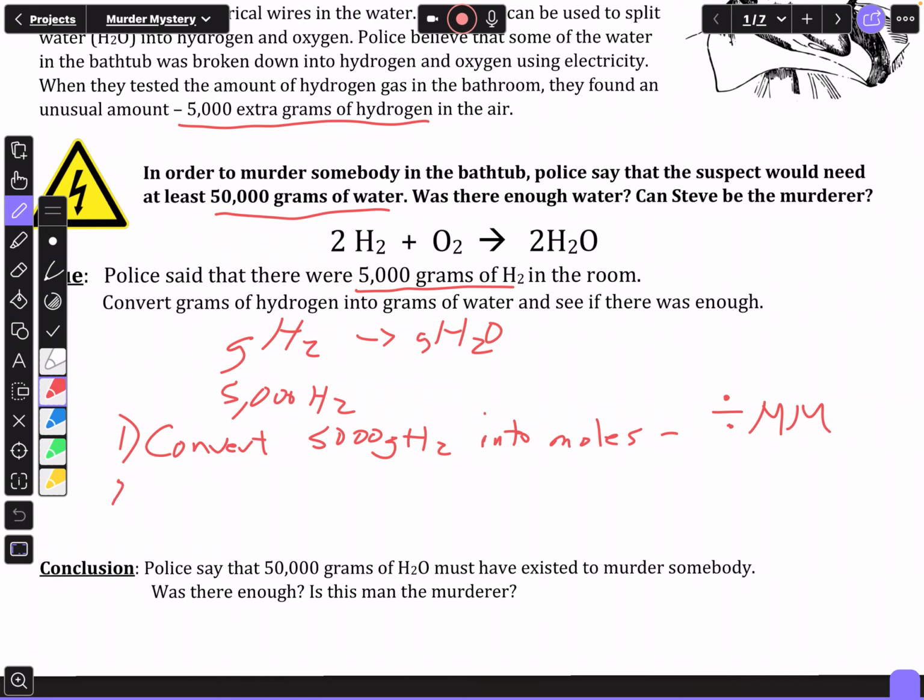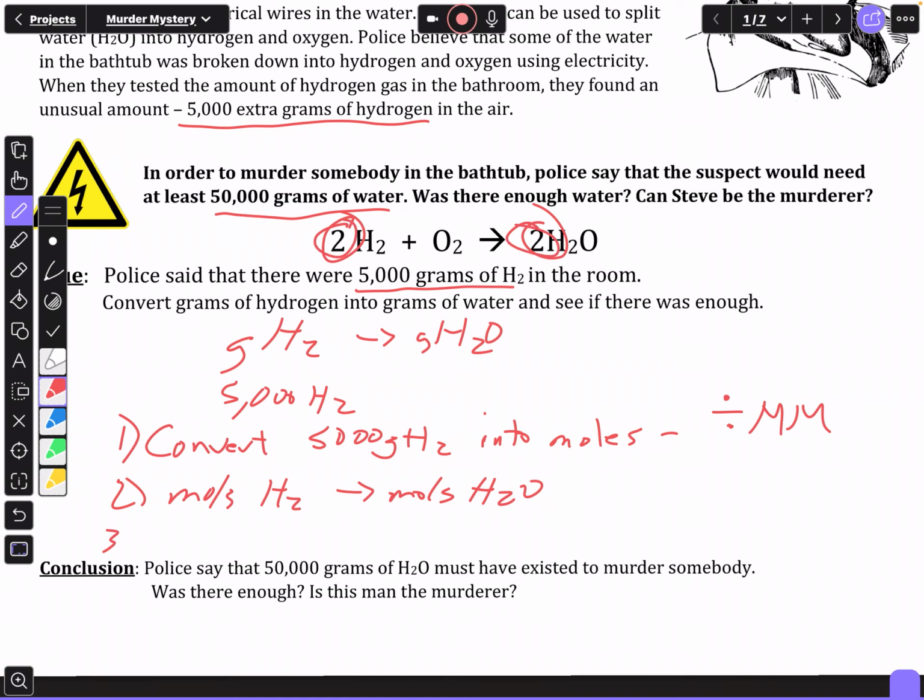So then my second step, once I'm in moles, is going to be to go from moles of H2 to moles of H2O using the coefficients in the balanced equation. You know, the coefficient for H2 is 2, the coefficient for H2O is 2. It's a 2-2 ratio, which is the same thing as a 1-to-1. So however many moles of H2 react, that many moles of H2O you're going to get. And that middle step is the only step where you use these coefficients.